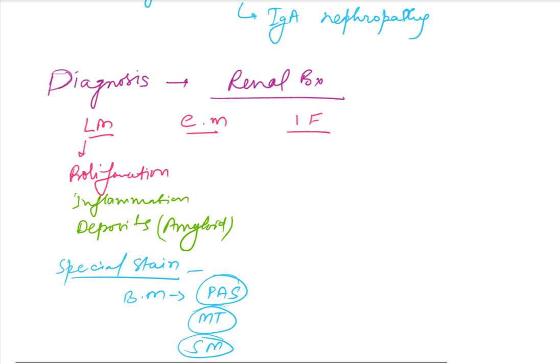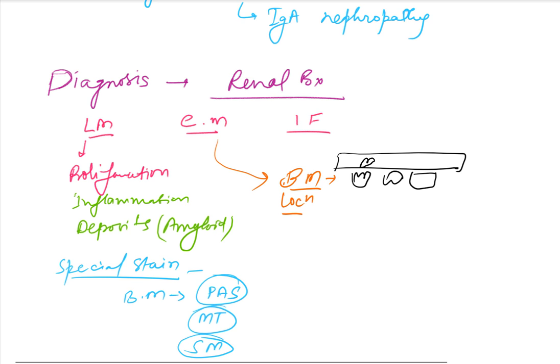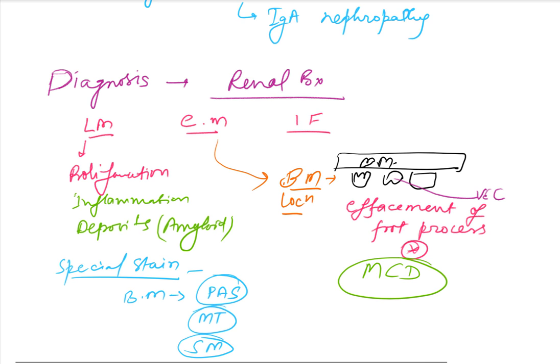Now moving ahead, in electron microscopy we look for the deposition of immunoglobulins. In electron microscopy we basically look for the basement membrane, and also the location of deposits, whether it is subepithelial or subendothelial. In a disease named, suppose this is the basement membrane, and here I have drawn the foot processes of visceral epithelial cells. We can see the effacement of foot processes, and it is seen in minimal change disease. And this is the most common cause of nephrotic syndrome in children.